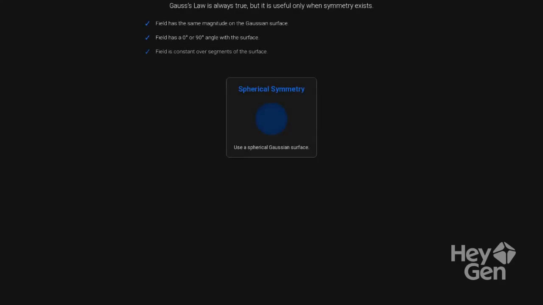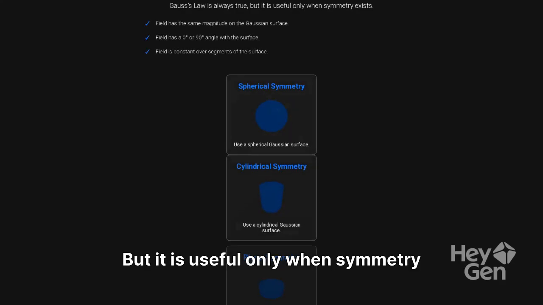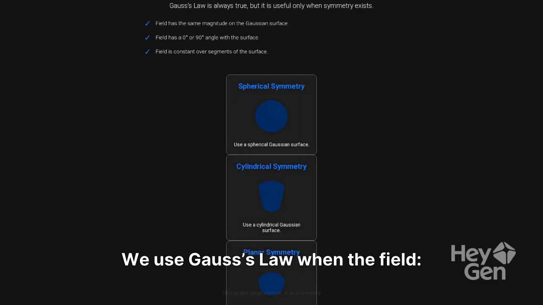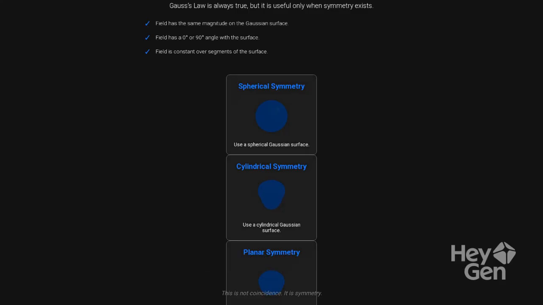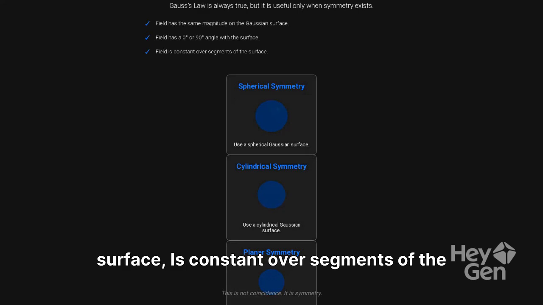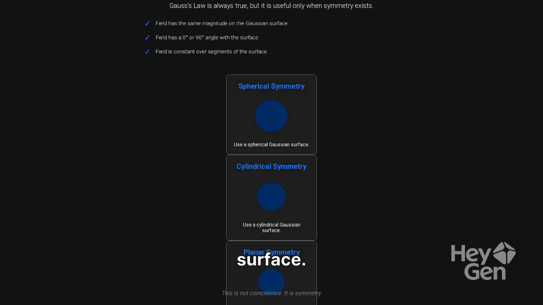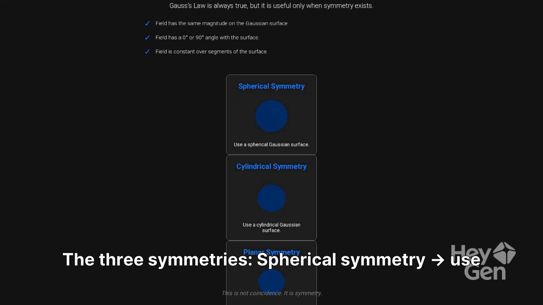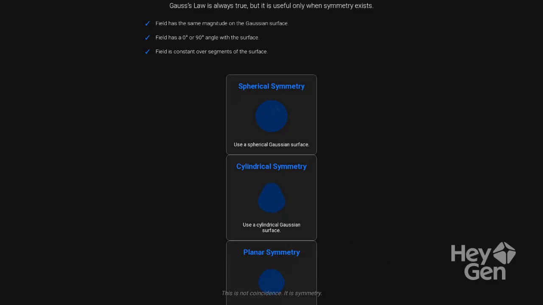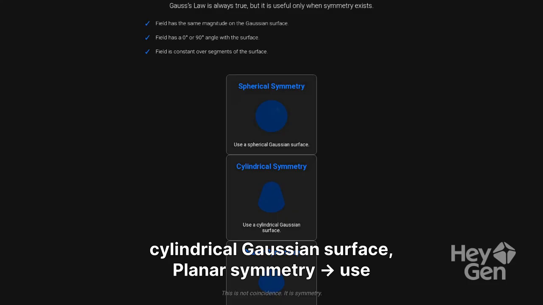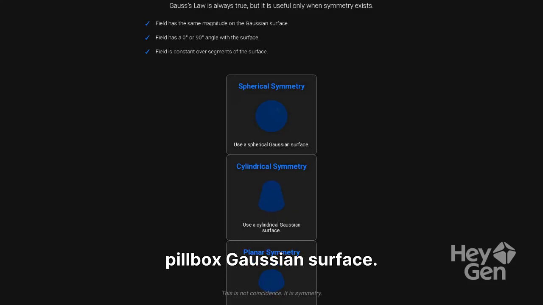A senior physicist emphasizes this rule. Gauss's law is always true, but it is useful only when symmetry exists. We use Gauss's law when the field has the same magnitude on the Gaussian surface, has 0 degrees or 90 degrees angle with the surface, and is constant over segments of the surface. The three symmetries: spherical symmetry, use a spherical Gaussian surface. Cylindrical symmetry, use a cylindrical Gaussian surface. Planar symmetry, use a pillbox Gaussian surface.